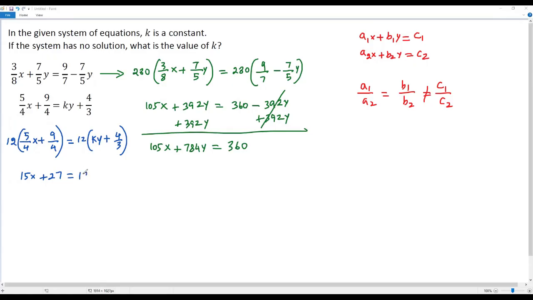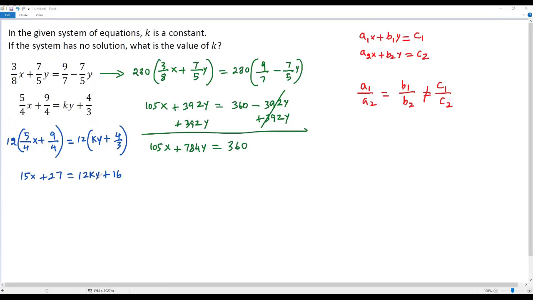And 12 times ky is 12ky. And here 3 goes into 3 one time, 3 goes into 12 four times, 4 times 4 is 16. That is, when we multiply this 12 and 4 over 3, we get 16. Okay, here we have a constant term, and here we have the y term.